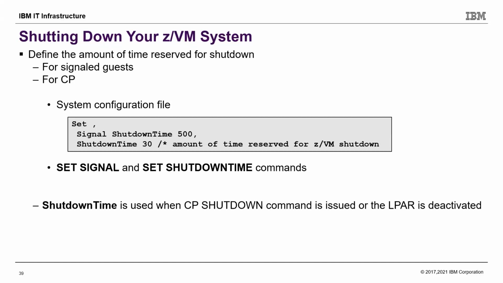So in this case, guests will have 500 minus 30 seconds, or 470 seconds, to shut themselves down. If all the guests have shut down sooner, VM will proceed with its shutdown sooner than that, but that's the point in time where the VM system will shut itself down. And this is used both for CP shutdowns as well as if you deactivate the LPAR; the shutdown time will be invoked, so the signals will be sent to the guests and they'll have an opportunity to shut down.